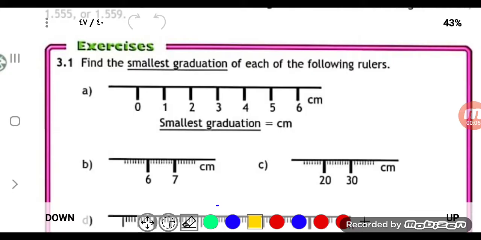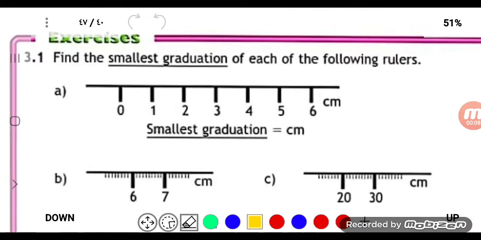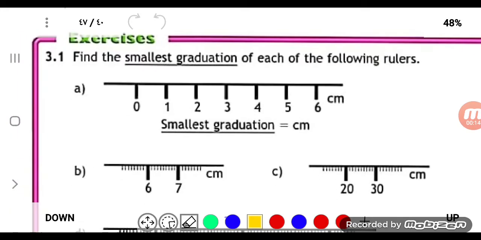In this video, I'm going to explain how to find the smallest graduation on a ruler or any other instrument. So let's start with this exercise. Find the smallest graduation of each of the following rulers. The smallest graduation means the smallest division or smallest space on the ruler.